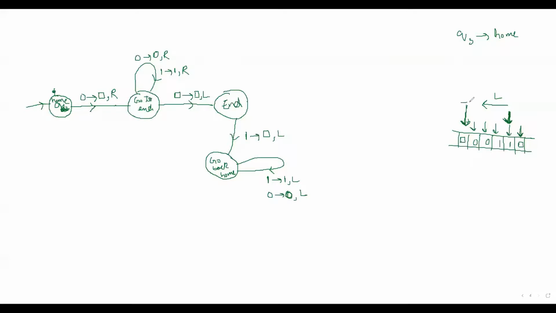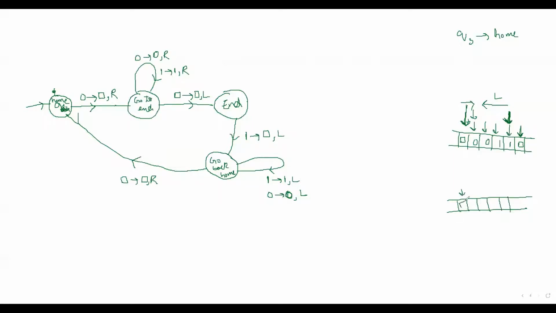Now we have to move one place here. That means we are at the home. So if blank is there, let me write here: if blank is there, we will replace it with blank and move one place right. So we have reached the home. Now at the home, let's see, this was the home.